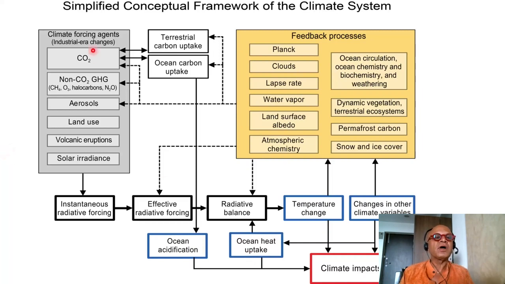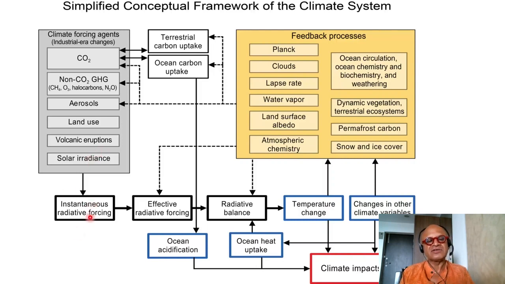So here we go. Climate forcing agents that we already looked at: greenhouse gases, non-CO2 greenhouse gases in addition to CO2, so methane, ozone, halocarbons, N2O. Aerosols affect climate, of course. Land use, so deforestation, urbanization, agriculture, etc., that we talked about, volcanic eruptions, and solar irradiance changes. They work at multiple time scales.